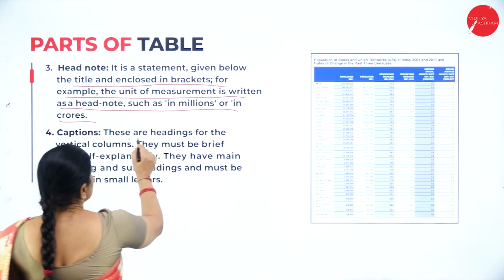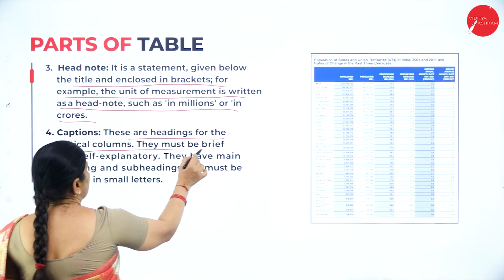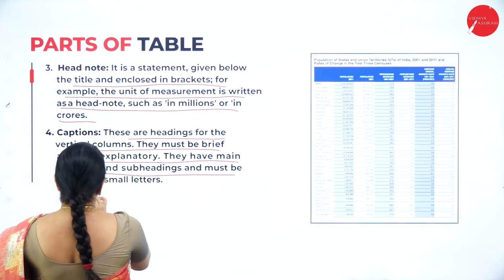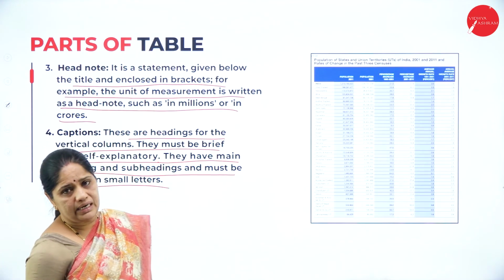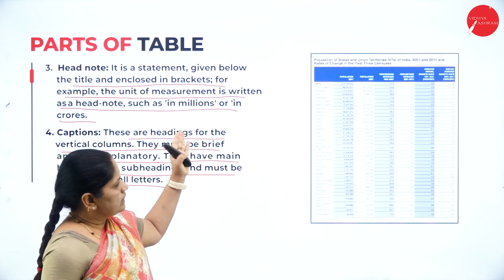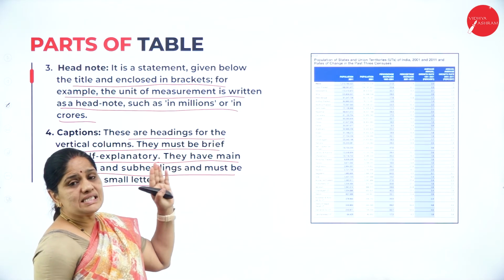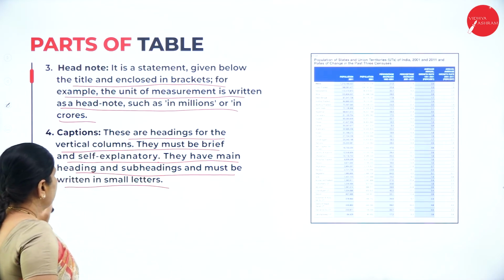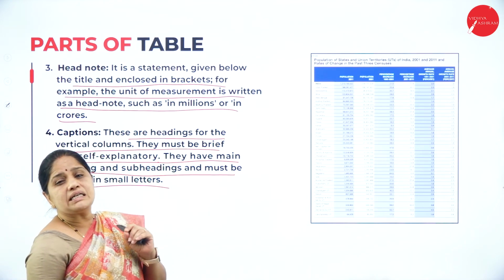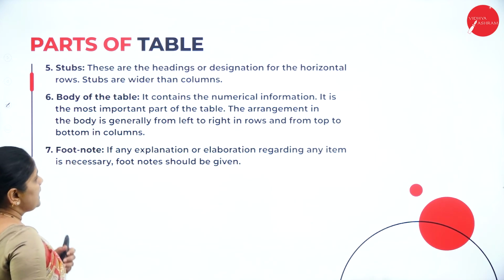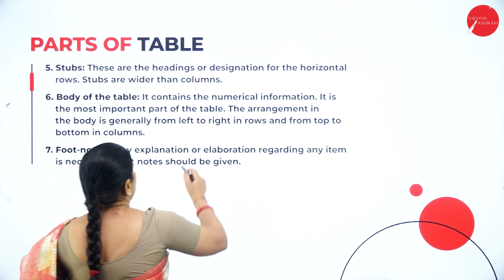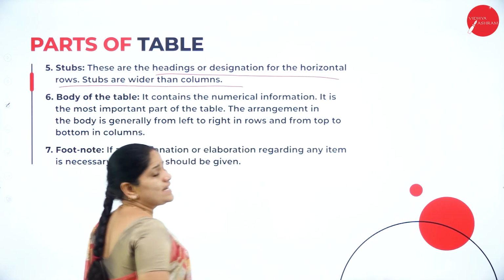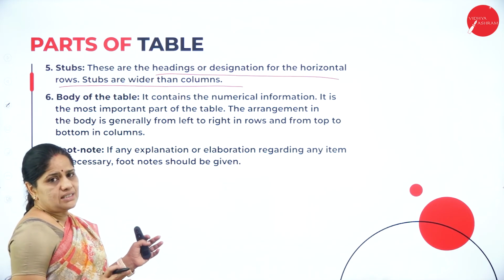Then the captions. These are the headings for the vertical columns. They must be brief and self-explanatory. They have main heading and subheading and must be written in small letters. If you can see the table here, each of the columns will have a subheading. So it should be self-explanatory, and it should have the main heading and subheading and must be written in small letters. Then next we have the stubs. These are the headings or designations for the horizontal rows. Stubs are wider than the columns.